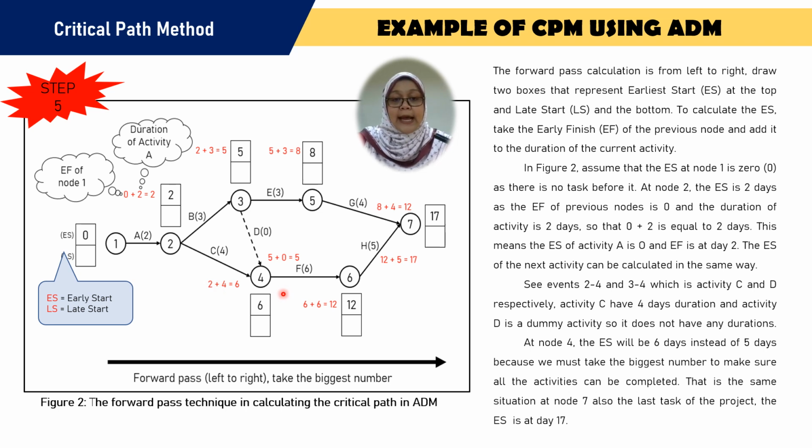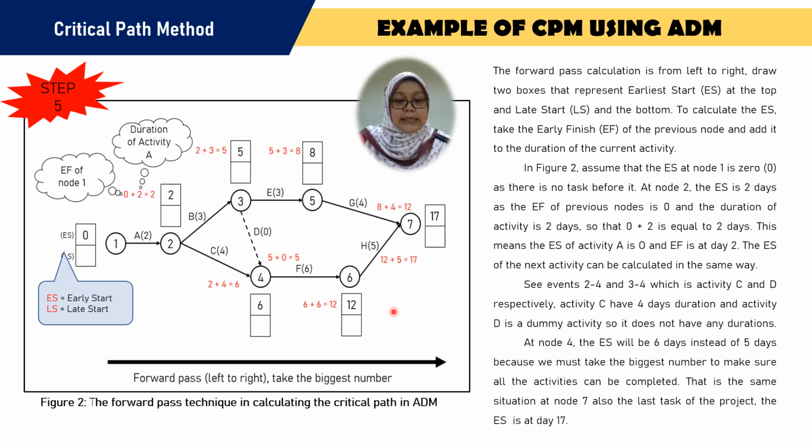As an example, at event 4, we have previous activities from event 3, which is activity D, and from event 2, which is activity C. Activity C takes 4 days, while activity D is a dummy activity, so the duration is 0. So we have 5 plus 0 is 5, and 2 plus 4 is 6. Which one do we choose to get the early start of event 4? We have to choose the greater number, which is 6.